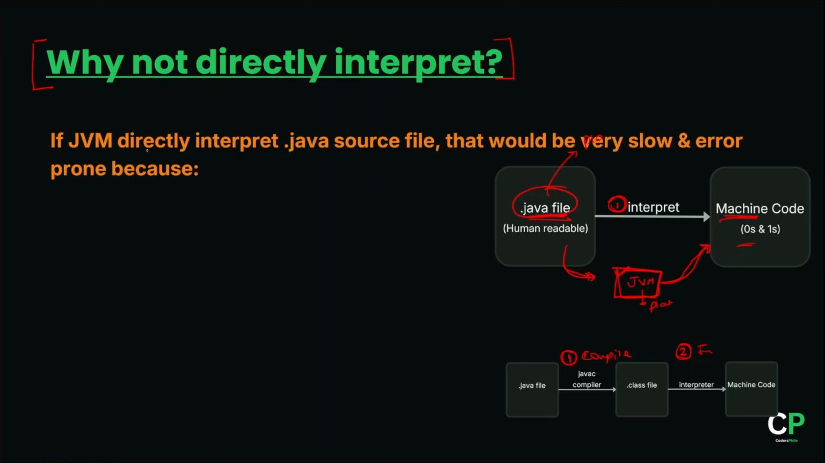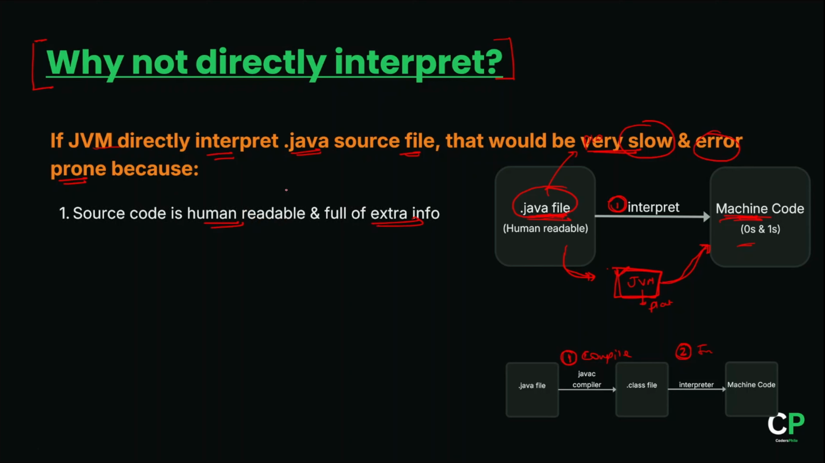Let's see why it does it. Because if the JVM directly interpreted the .java source file into machine code, that would be very slow and error prone, because source code is human readable and full of extra information.